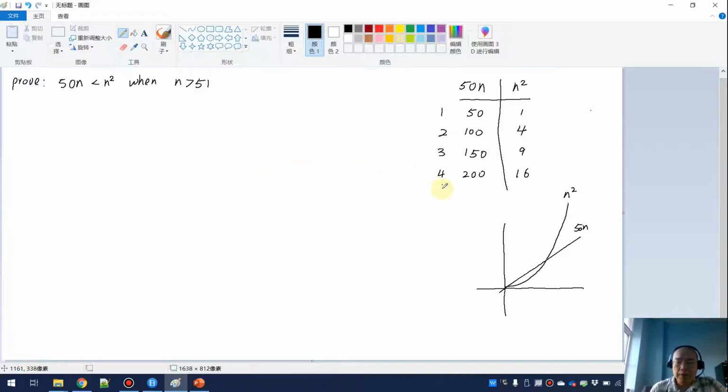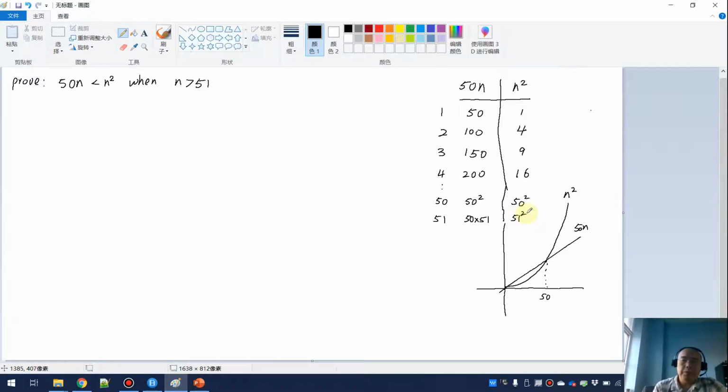How about we write down 50? When n is 50, 50n will be 50 squared. And n squared is 50 squared again. So when n is 50, those two curves meet here. And then how about 51? For 51, we have 50 multiplied by 51, and on the right side we have 51 squared.